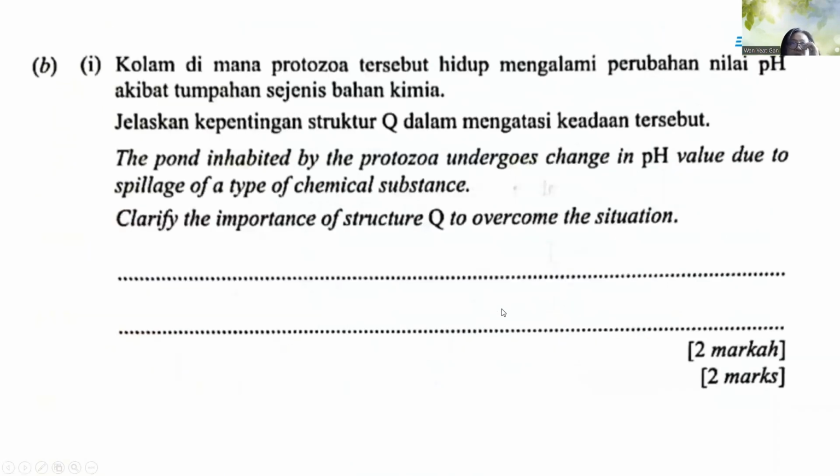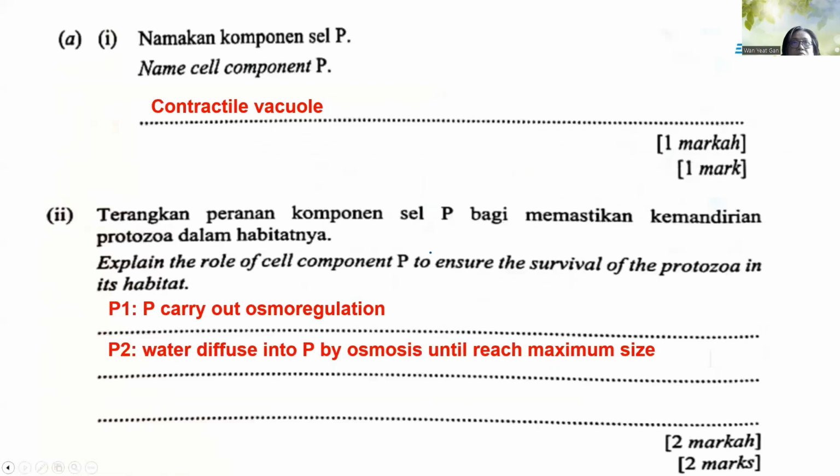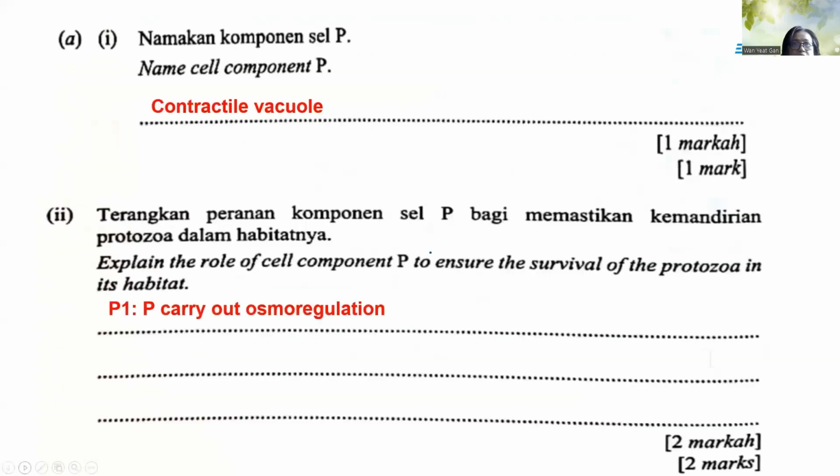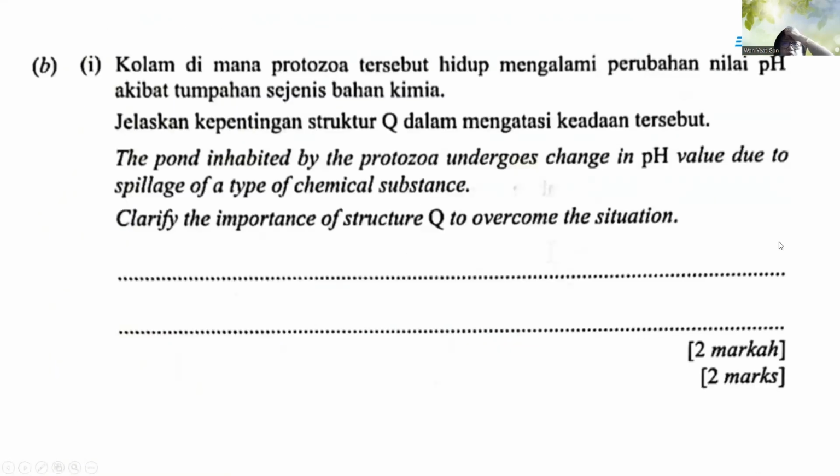Okay, next. The pond inhabited by the protozoa undergoes change in pH value due to the spillage of a type of chemical substance. Clarify the importance of structure Q to overcome the situation. Total mark is 2 marks. So now we want to see the function of structure Q and how it overcomes this. So let's look at Q here. Q is the cilia. So we're going to see what is the contribution of cilia in overcoming this situation of a change in pH value.